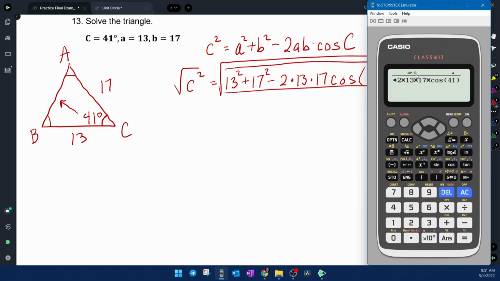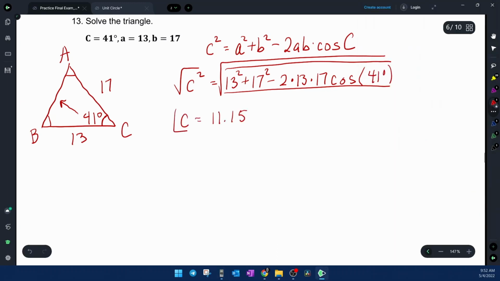Please make sure that you are in degree mode. If you're not in degree mode, you will not get the right answer. And then this is going to be our value for C because we did take the square root. It does not indicate where to round to, so I'm going to round to the nearest hundredth. That's going to be to 2 decimal places, 11.15. And if the instructions indicated where to round, you would need to round appropriately.